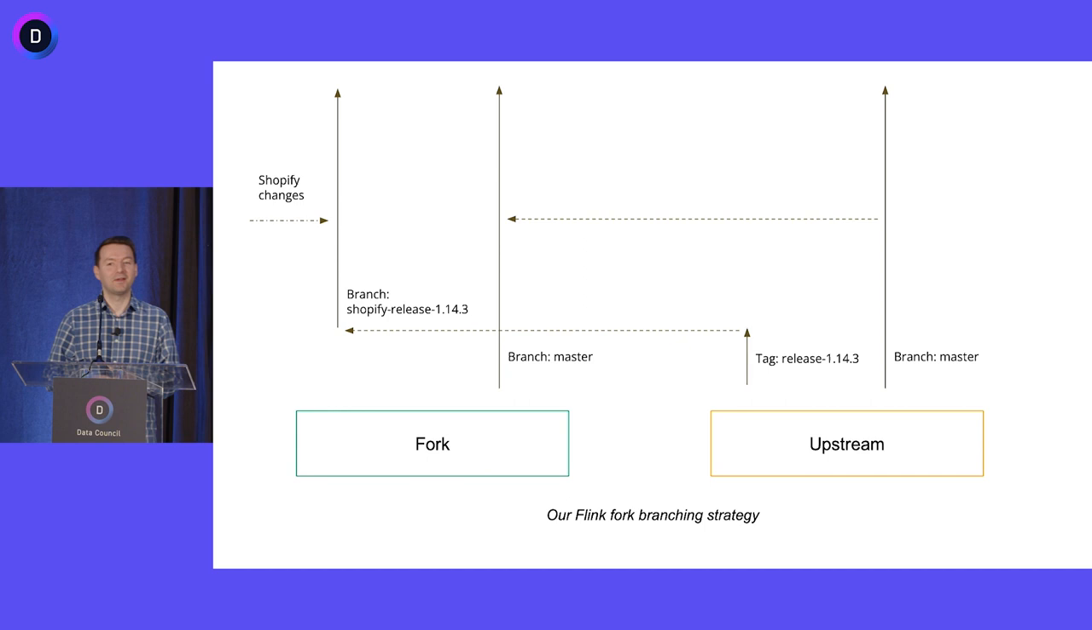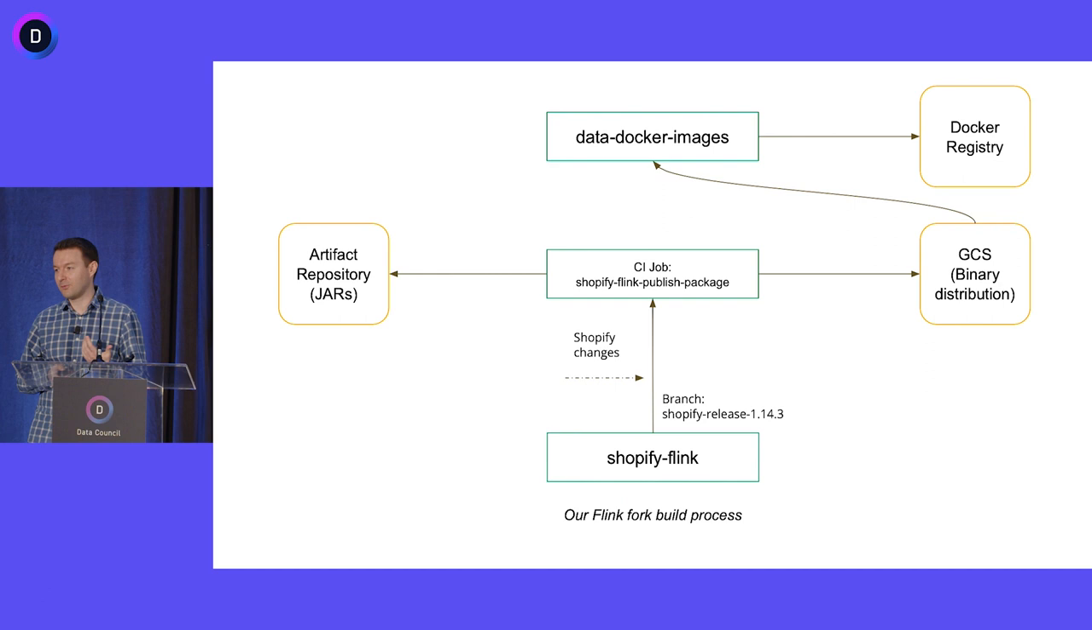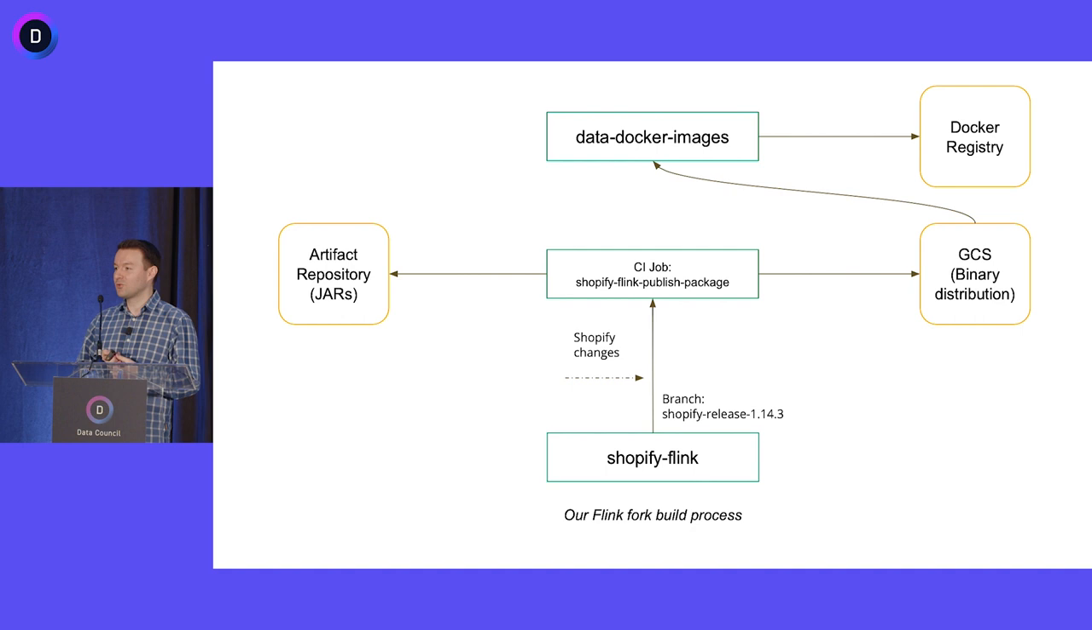But as I said, in our case, we have 10 or fewer custom changes. And then, of course, we have to build it. We have some CI jobs to build the artifacts, to build the distribution of Flink, and then build the base Docker image that we share and advertise at Shopify, saying you should be using this Docker image instead of the public one.